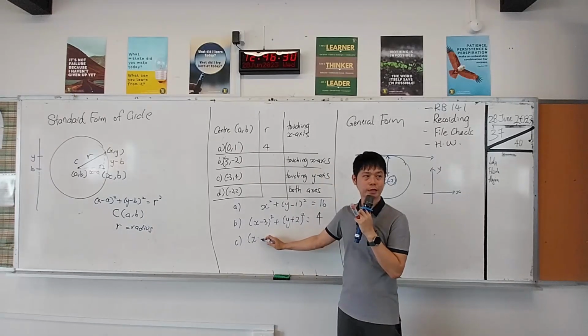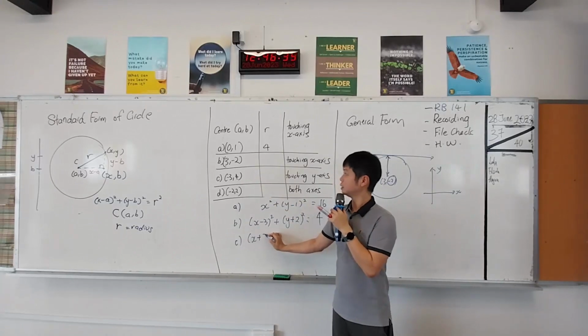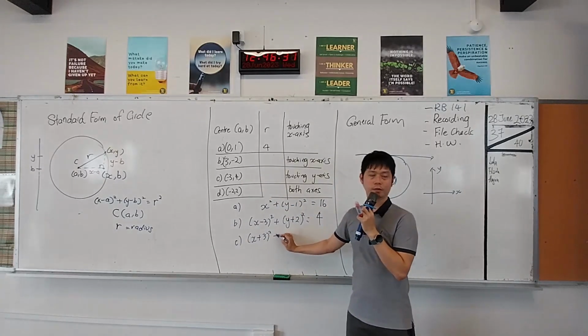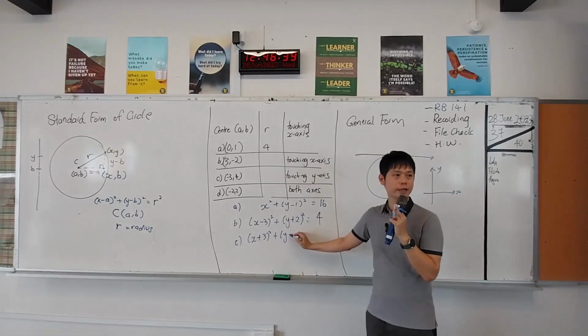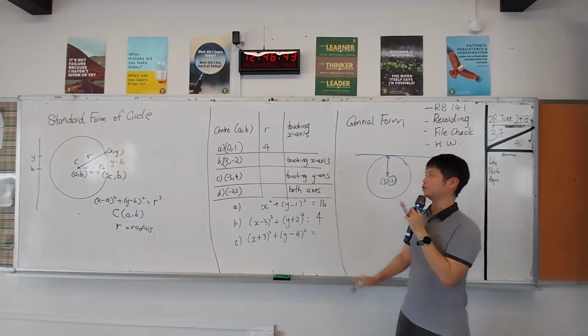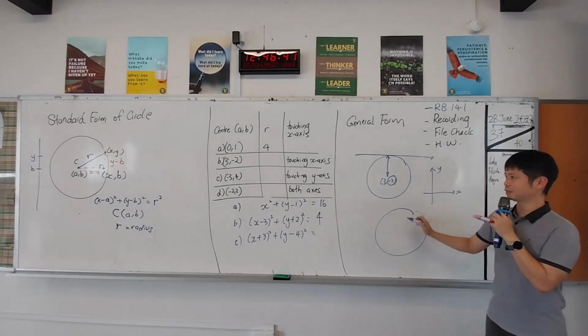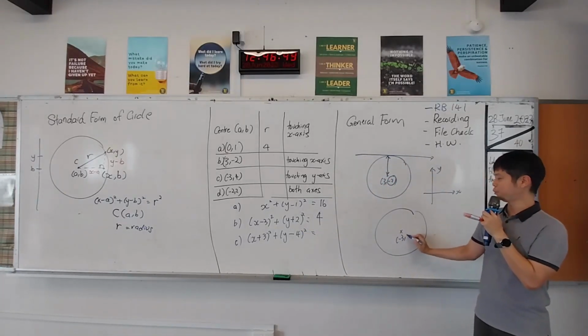Then I will have, from here, (x + 3) square plus y equals to... okay, now it touches the y-axis. So same thing, you just draw a circle and then label this as (-3, 4).